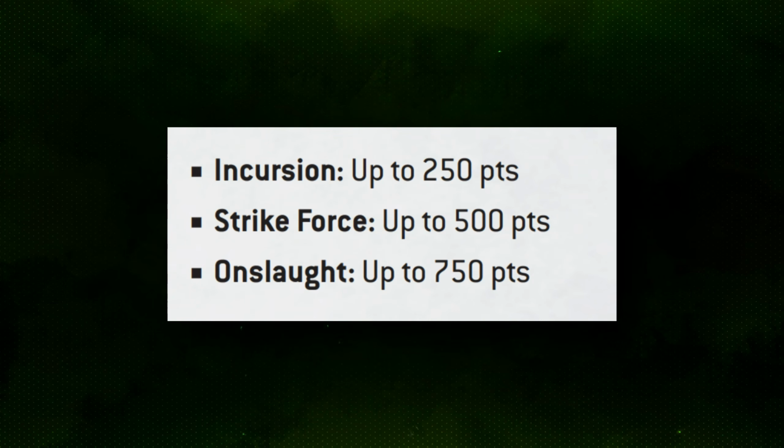Oftentimes as well, the number of allies available to you will be based on a points system, based on the points value of the army that you're playing. 250 points for an incursion game, 500 for a strike force game, or 750 for an onslaught game. Although this isn't a hard and fast rule and is specific to the types of allies that you're including, so it's not that you can take a maximum of 500 points of allies in a strike force game, it's that some allies are restricted to 500 points, and I'll specify which ones in each individual entry.